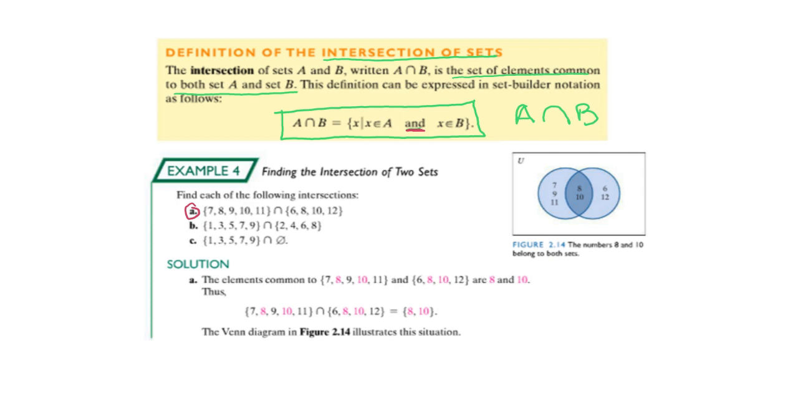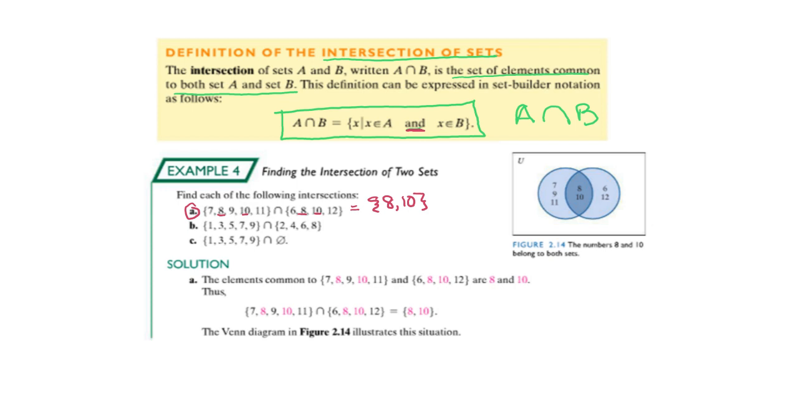If you take a look here, they both have the number 8 and they both have the number 10. So that is where they would intersect, at 8 and 10. So that would be contained in that region 2.